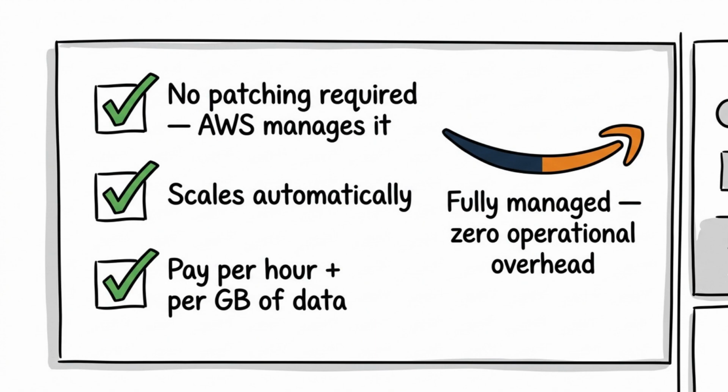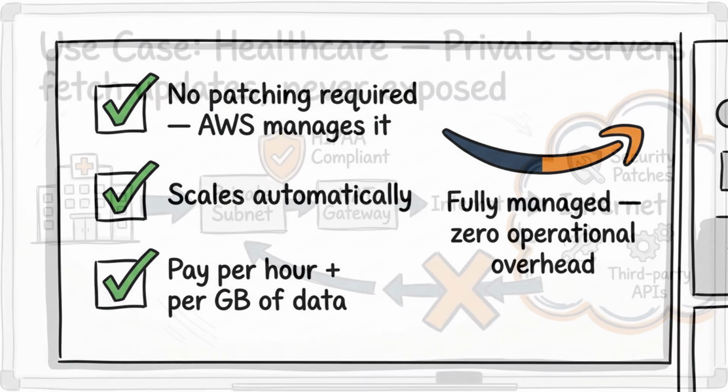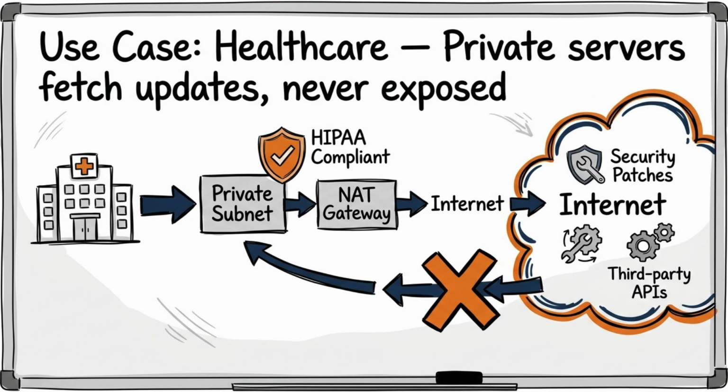NAT gateways are fully managed by AWS. No patching, no scaling worries. You just pay per hour and per gigabyte of data processed. An example is a healthcare company that runs backend processing servers in private subnets and needs to pull security updates and connect to third-party APIs, but they must never be directly reachable from the internet due to compliance requirements. NAT Gateway is the perfect fit.